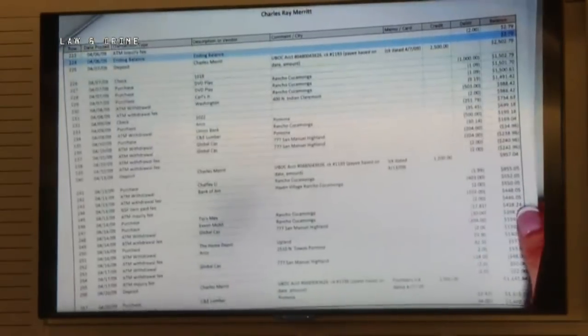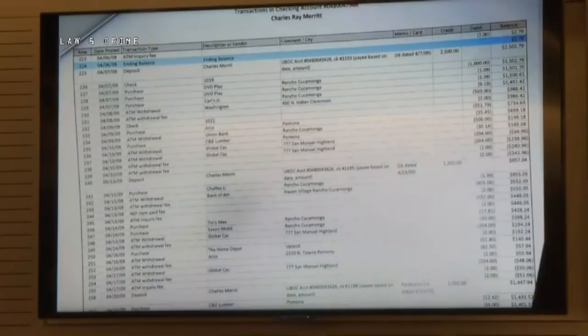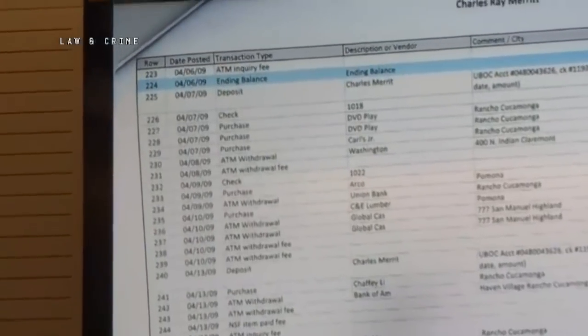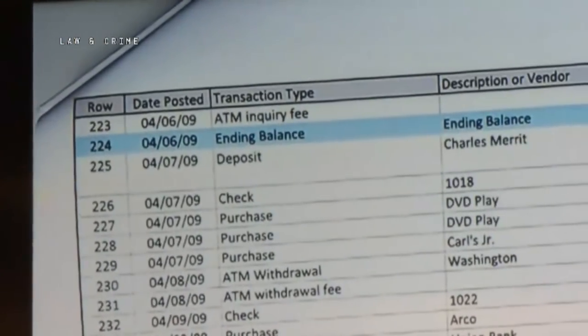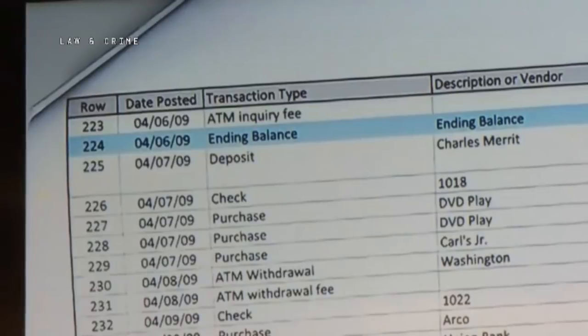And then on page 7 of 18, if you can describe for us that. Are you referring to line 224? Yes, I'm sorry, line 224. Okay. So in this month, the statement ended on April 6th of 2009. And so I've highlighted in blue that date as well as the balance of $2.79.